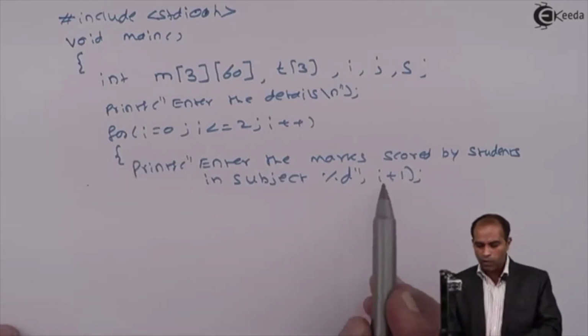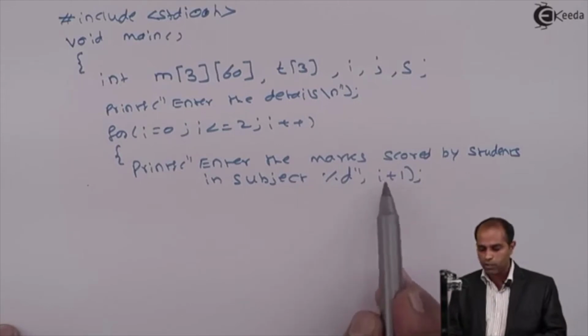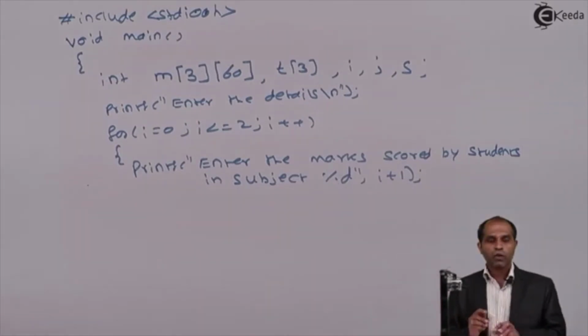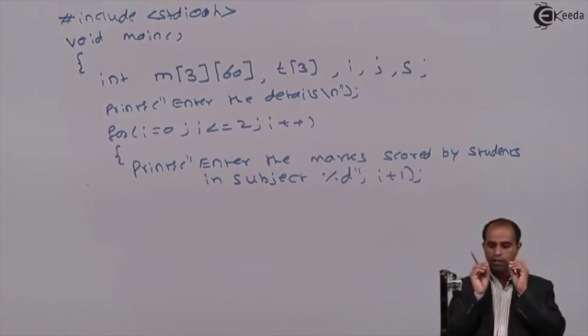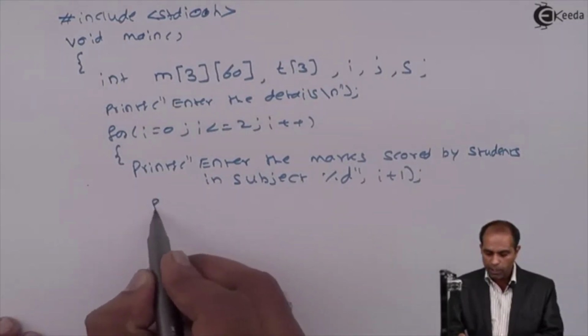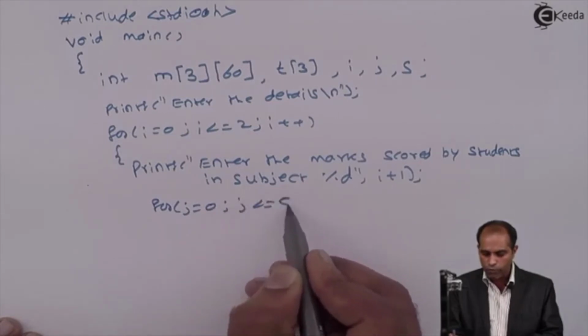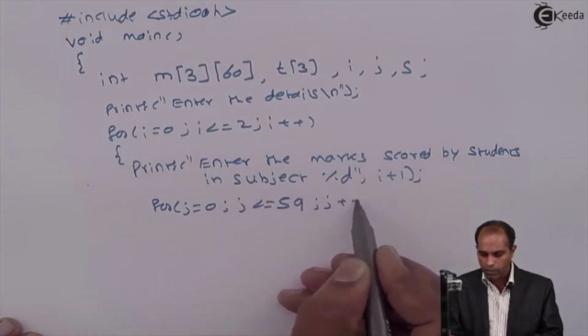When i is 0, what does it do? "Enter the marks scored by students in subject i plus 1", 0 plus 1 is 1. So on the screen it will flash a message saying that you have to enter the marks scored by the students in subject 1. So how many students are there in total? 60 students. Let me write a j loop at this place: for j equals 0, j less than or equal to 59, j plus plus.